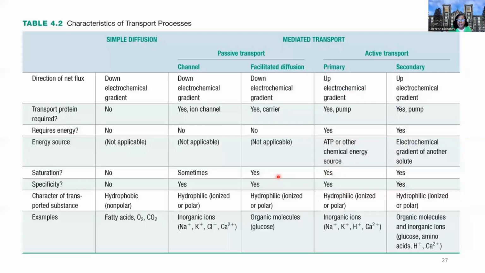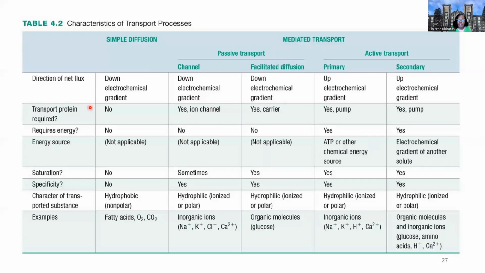Okay, here's a really nice summary table. This can be helpful as you study this. I encourage you to maybe try to block out the columns of each of these areas here and try to fill these in, not from memorizing this, but from really understanding the ways in which these types of transport differ.